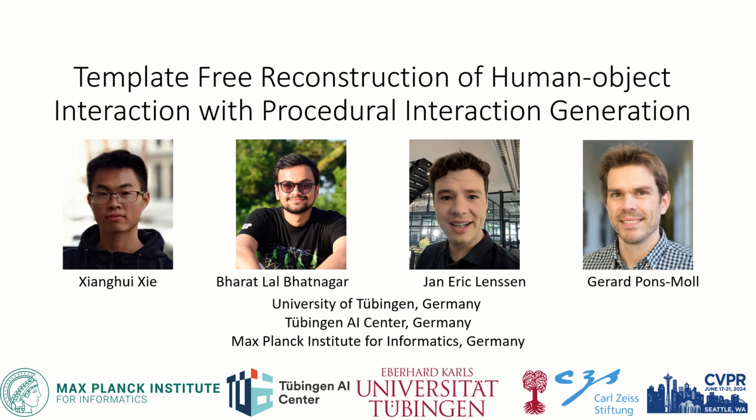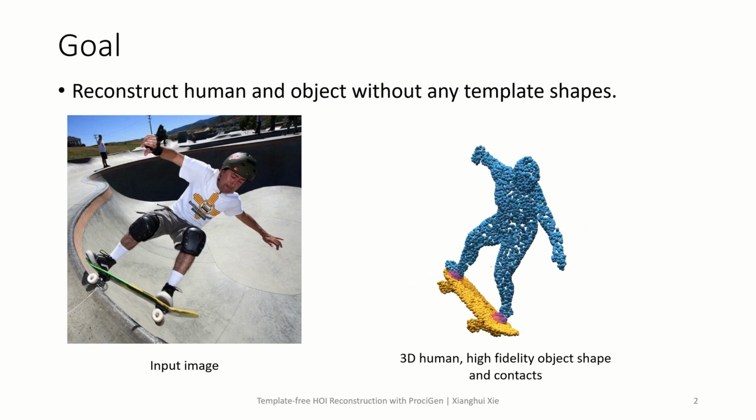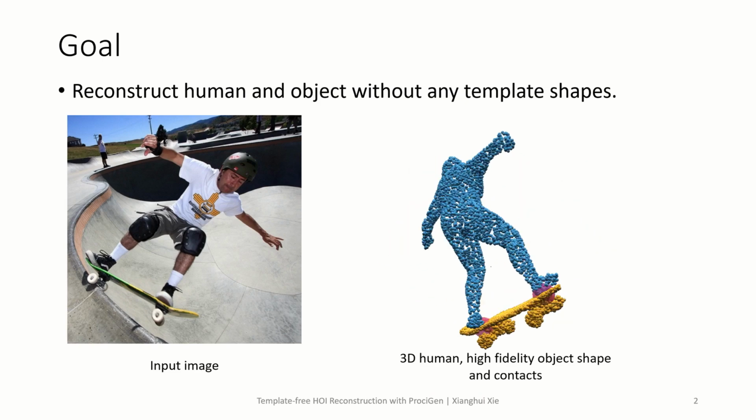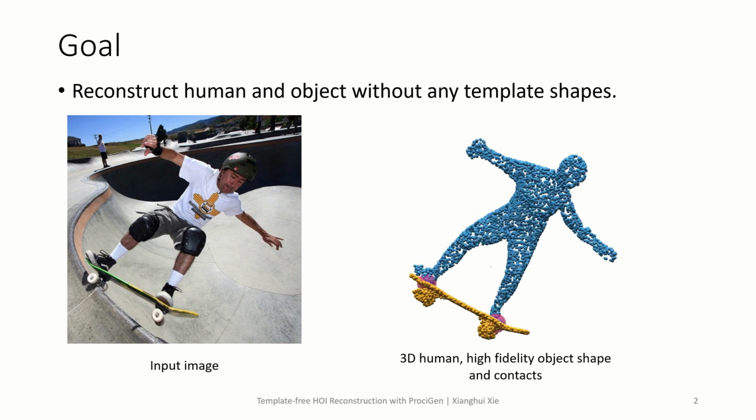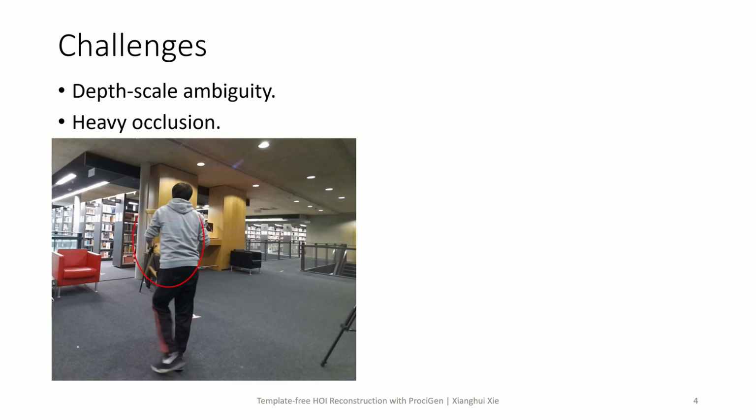Welcome, we present template-free reconstruction of human-object interaction with procedural interaction generation. The goal of this project is to reconstruct interacting human and object in 3D without any template shapes. This is a very challenging problem due to depth scale ambiguity and occlusion.